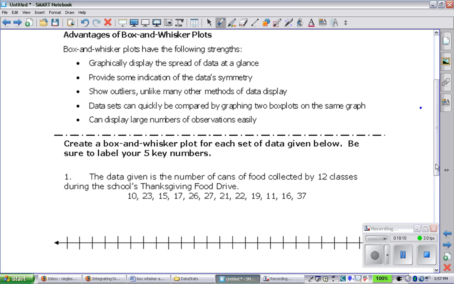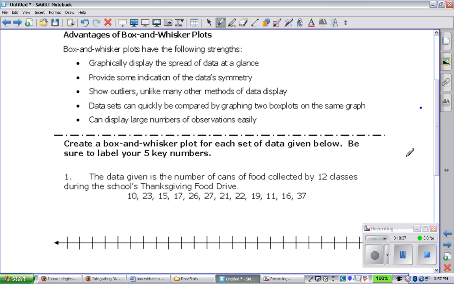All right, and then last, your data sets can quickly be compared by graphing two box plots on the same graph. So you can do one and then put another one right above it, and then you can compare the two. And you can display large numbers of observations easily, meaning you can have a ton of data, 1,000 pieces of data, and the graph comes down to 5 key numbers. So there you have it.